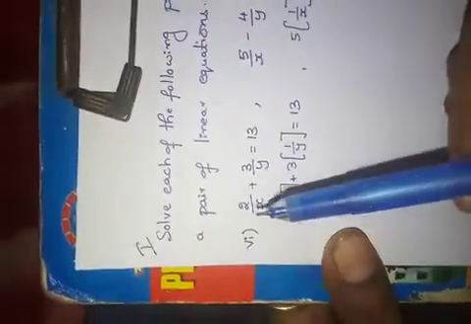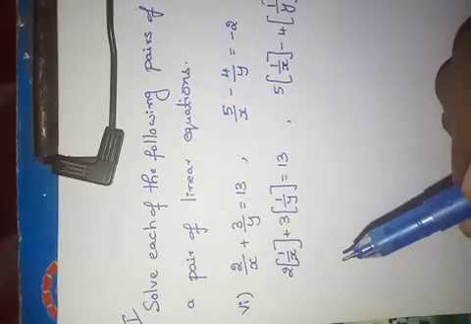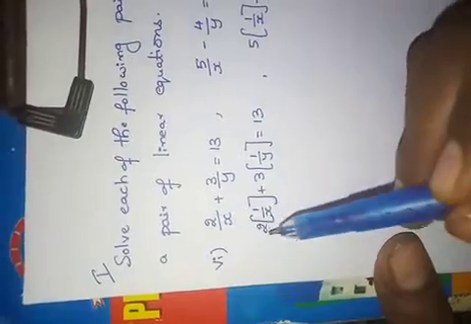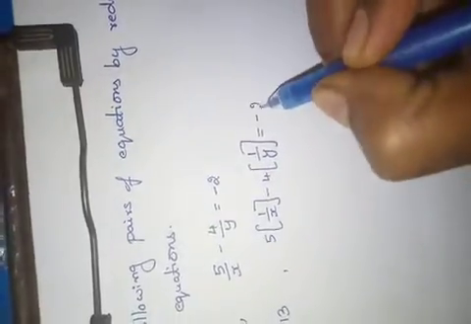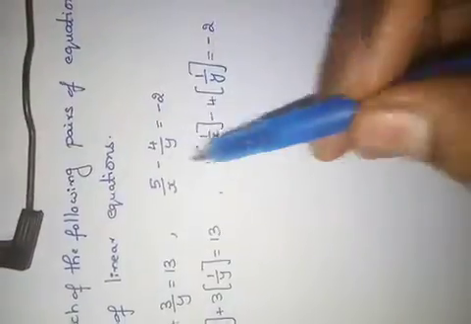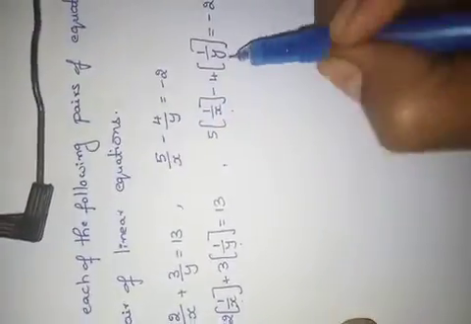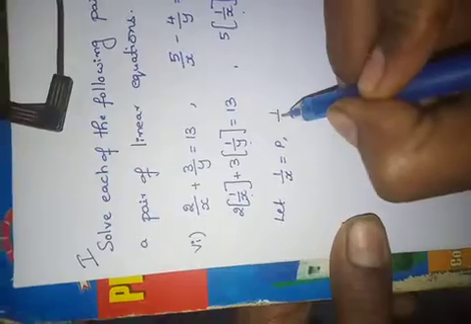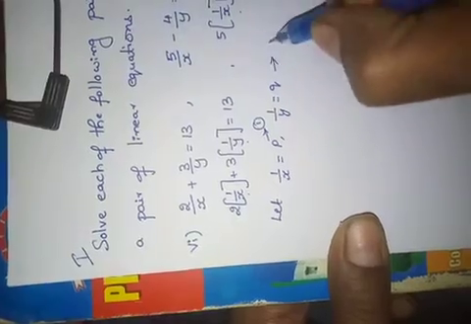See this. In that, solve each of the following pair of equations by reducing them to a pair of linear equations. We have to reduce the pair of linear equations, and at last, we have to find the x and y values. For that, see here, I have taken 2, 3 and 5, 4 as common, that equals minus 2. Here 1 by x, here 1 by x, here 1 by y, here also 1 by y. So, let 1 by x equal p, 1 by y equal q. Substitute this in this equation. Let it be equation 1, let it be equation 2, okay?